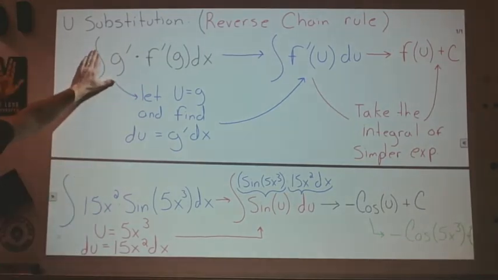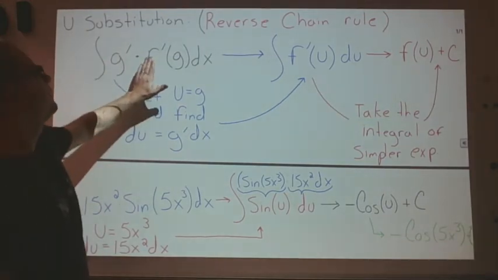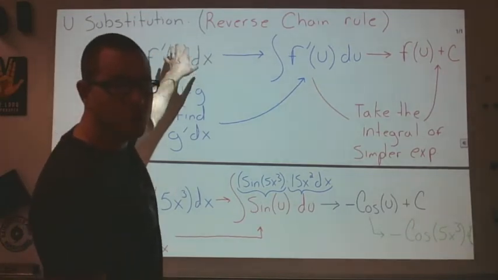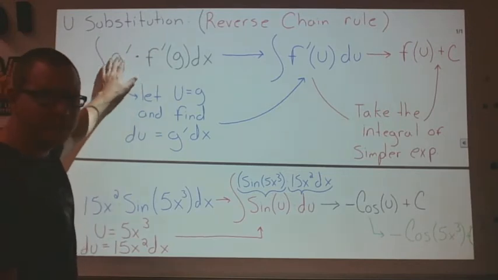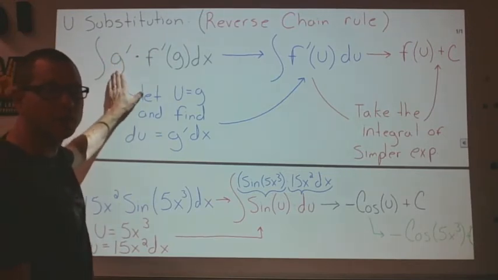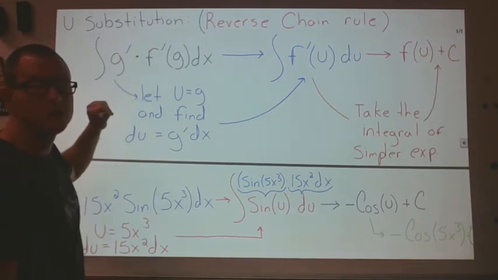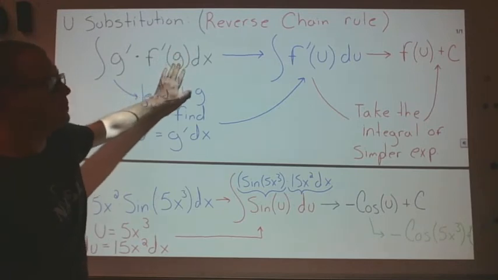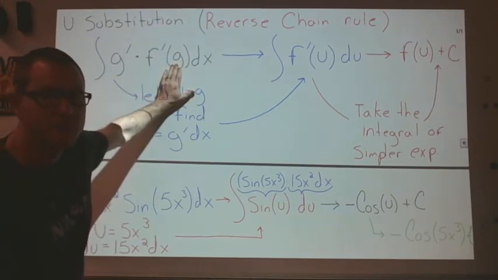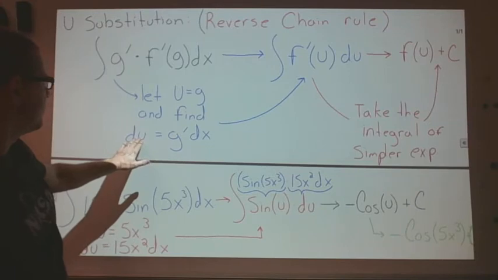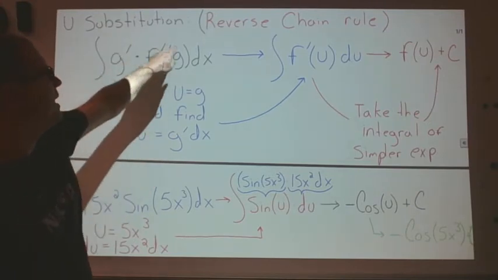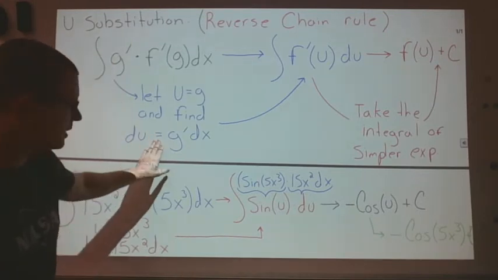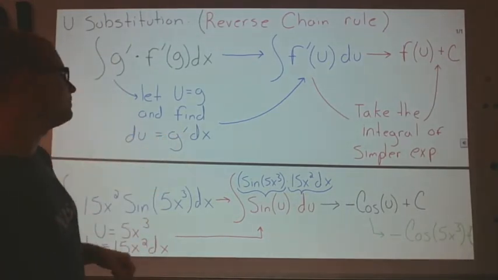But here it is. If you have the integral of a function with something plugged into it, and you also see the derivative of that interior function kind of floating around in the integral, you're going to use u substitution. You're going to let u be that interior or that plugged in expression, and then you're going to find its derivative du, which will be g prime and dx. Sometimes we have to do a little bit of multiplication to get there, but that's the basics of it.